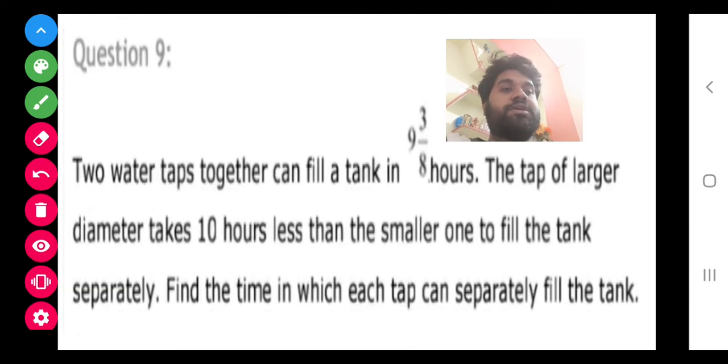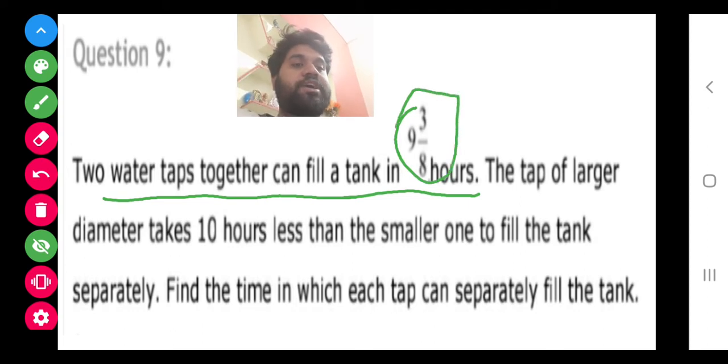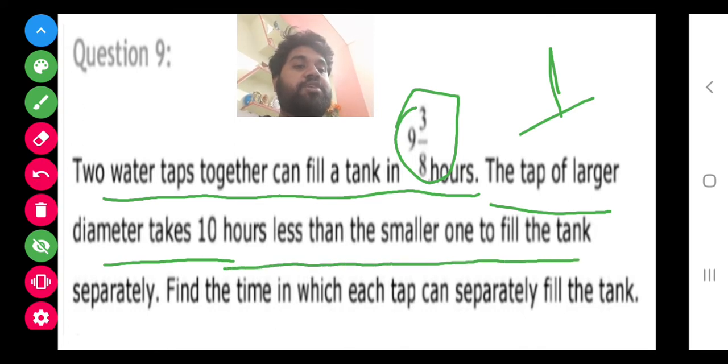Now next is also a very important question, and different from all other questions you have done till now in linear equations and in quadratic equations. This question is quite different. Two water taps together can fill a tank, this is the time taken by two taps to fill a tank, meaning one tank. Then the condition is given, the tap of larger diameter takes 10 hours less than the smaller one. There are two taps.